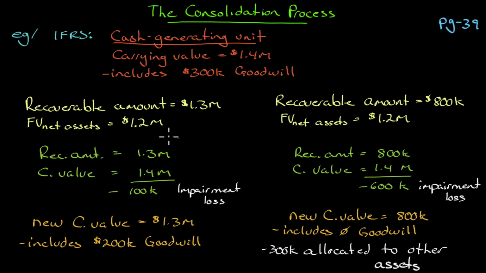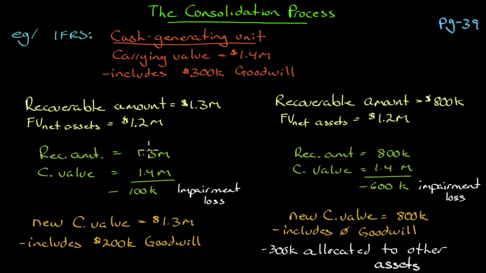Under IFRS, who cares? We don't care about the fair value of the net assets. They're not important. Under GAAP, the fair value of the net assets become important, but right now, who cares? So it's just in there as extra information. You got to be able to do that. You got to be able to look at 12 pieces of information, say, I only need 3 of them. Which 3 do I need? And ignore the rest.